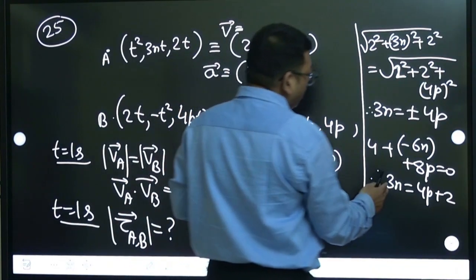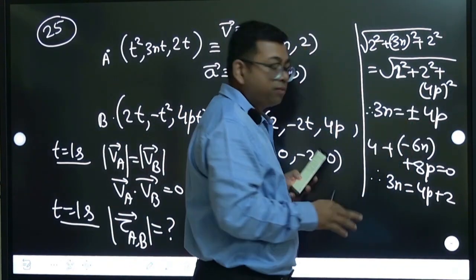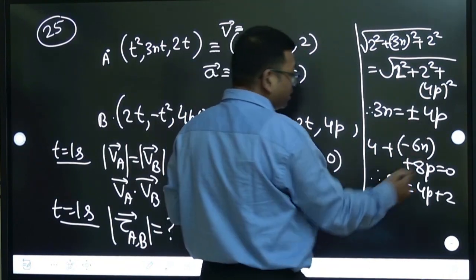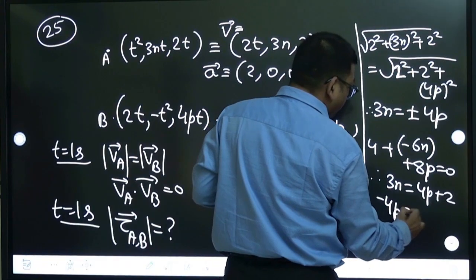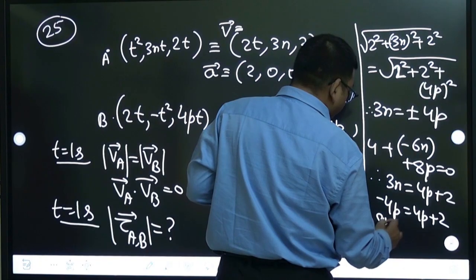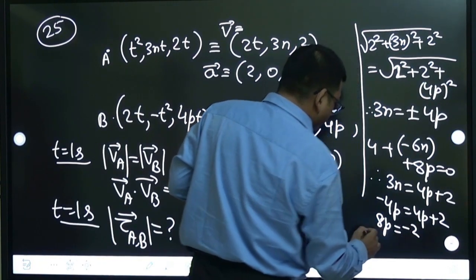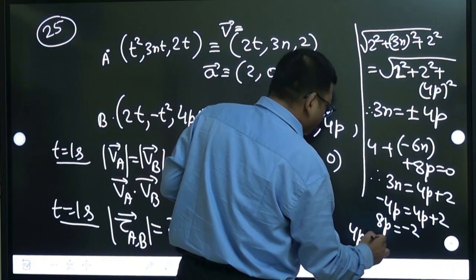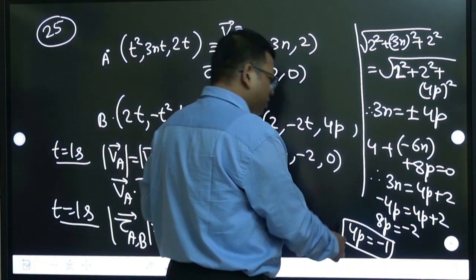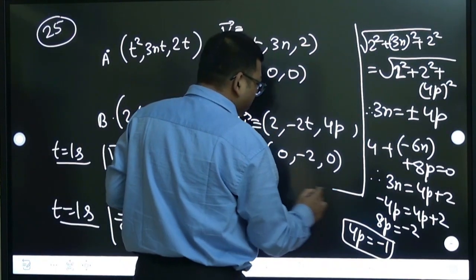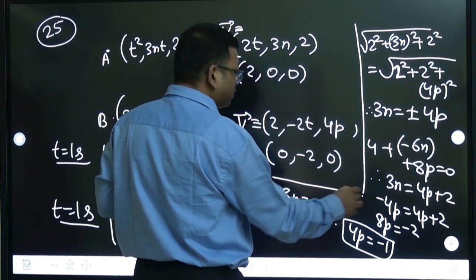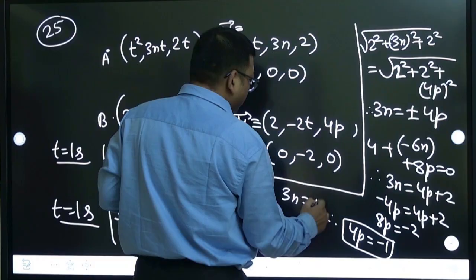Now if 3n is plus 4p, then 2 will be equal to 0. That is not possible. So 3n has to be minus 4p. So minus 4p is equal to 4p plus 2. So 8p is minus 2 or 4p is minus 1. If 4p is minus 1, what will be 3n? Because 3n is minus 4p, 3n will be plus 1.